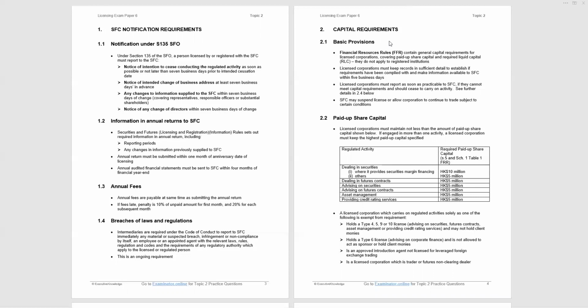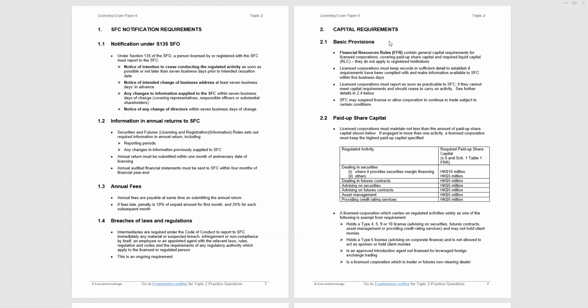And I would say there's a 50% chance of one of those 4 points coming up in a paper 6 question. So there you are. There's a free gift for you. The knowledge that 1 of 4 has a 50% chance of coming up.